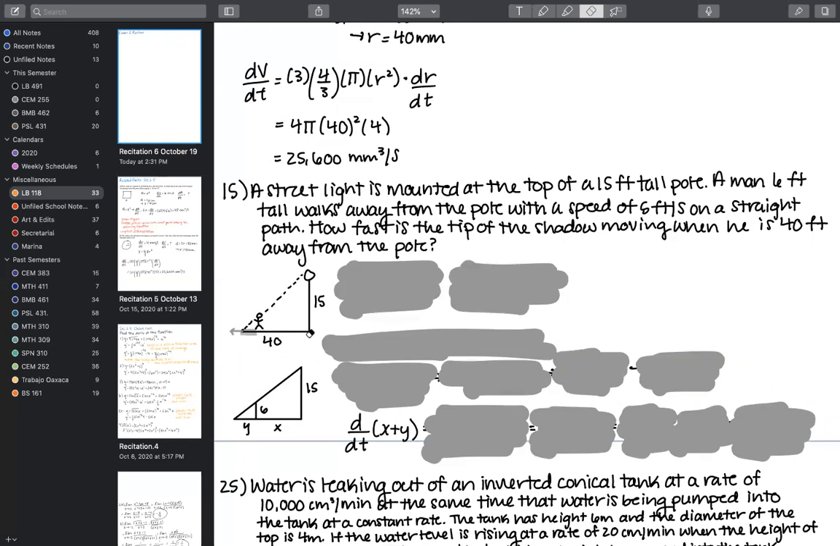We know that he's 40 feet away from the pole, and his shadow is going to go further to the left. So these diagrams are helpful in getting a bearing on the problem, what's being asked of you. This distance here is increasing. We are asked to find how fast the tip of the shadow is moving when he is 40 feet away from the pole.